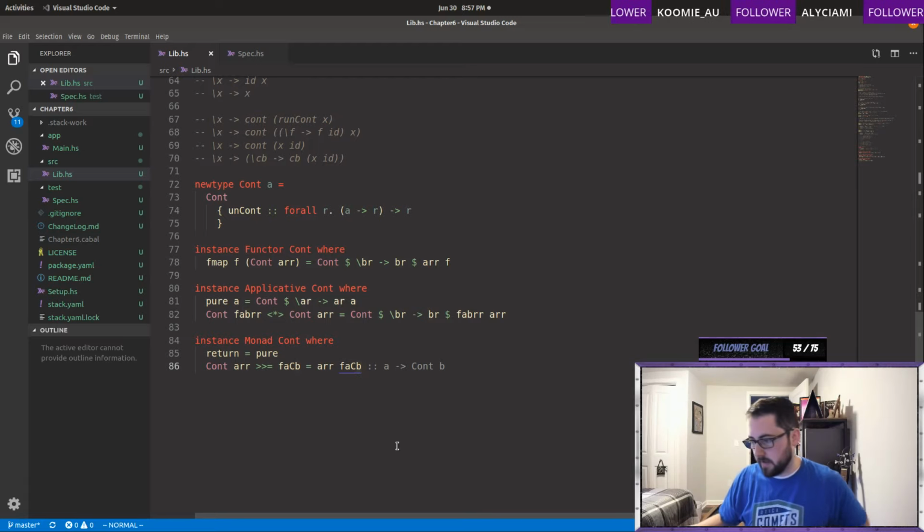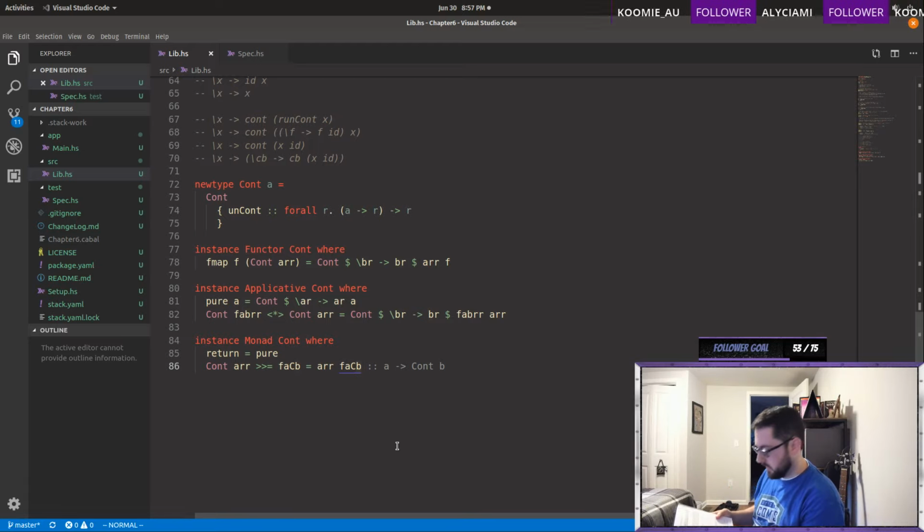Okay, so I need to read a little bit, so bear with me because this is going to take me a little bit of time. So this is great. All right. So one of the big values of continuation monad instance is that it allows us to flatten JavaScript style pyramids of doom.